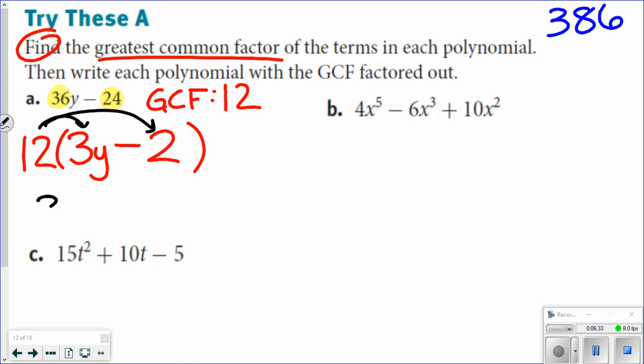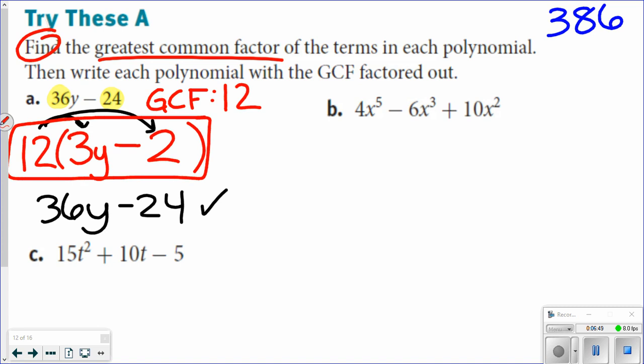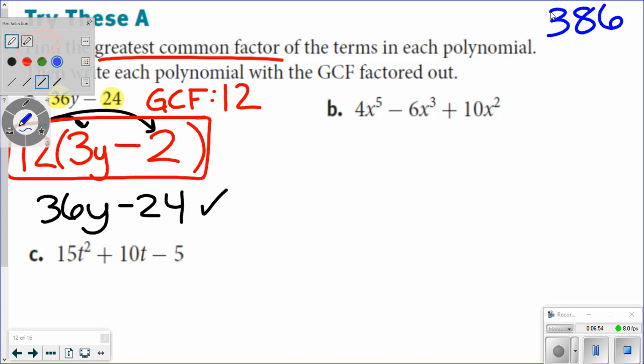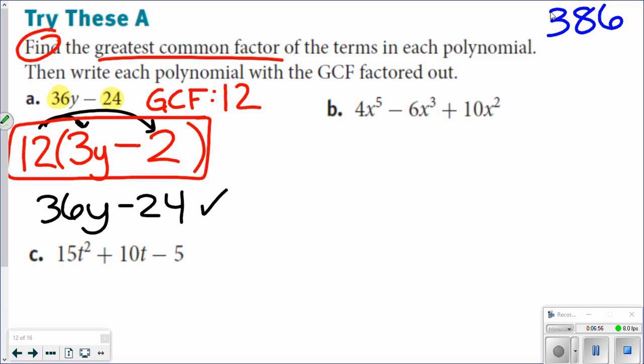12 times 3 is 36, and then I need the y there. 12 times negative 2 is negative 24. And I get exactly what we started with, so I know that my answer is correct. And this right here would be my answer. So question B. I want you to actually do B and C, so go ahead and pause the video and try to do both of these on your own.